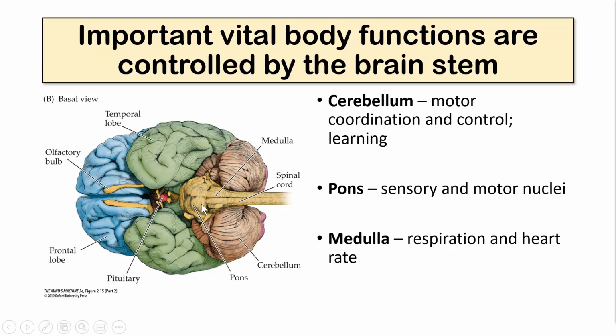This bulge on the top of the brainstem is an area called the pons. The pons means the bridge. There's a variety of sensory and motor nuclei there. It also is where a lot of the cranial nerves emerge from. And then below that, right in this region here, is an area called the medulla.